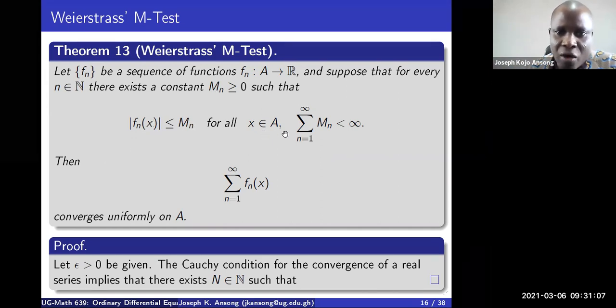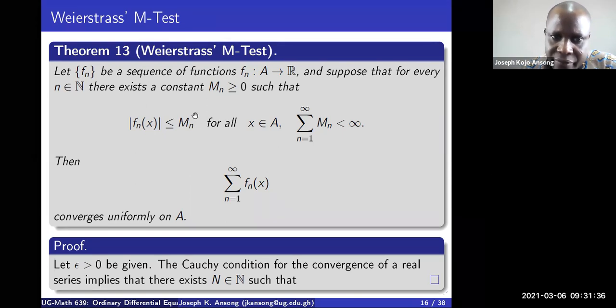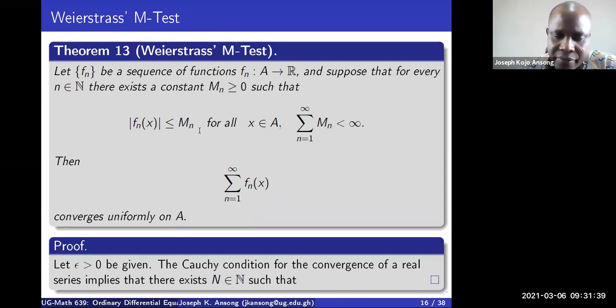So these functions are bounded for all x in A, and the infinite sum, or the series formed by these bounds, is bounded. It's less than infinity. So if I sum all of these bounds, it is bounded. If this holds, if each of the functions is bounded and the series formed from the bounds is also bounded, then the series of fn converges uniformly to some function in the domain A.